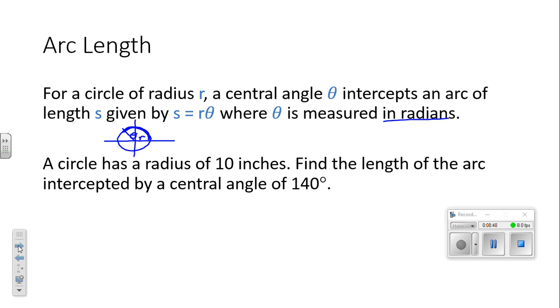So we have a circle that has a radius of 10 inches. Okay, not quite a ruler long, right? Circle with a radius of 10. We want to find the length of the arc intercepted by a central angle of 140 degrees. So if our circle has a radius of 10, and we have a 140 degree angle, we want to know what's the length of this. Not a full circumference of our circle. How long is this guy? So what's the first step?